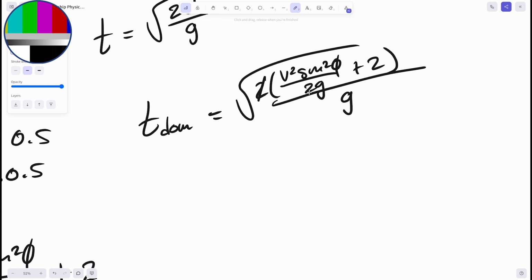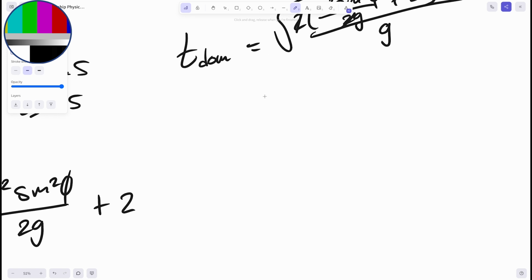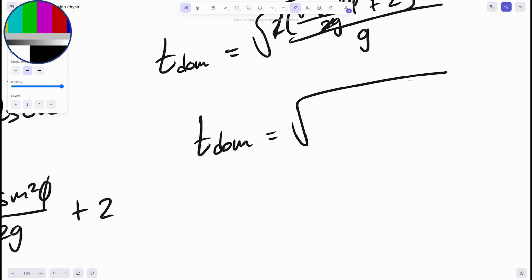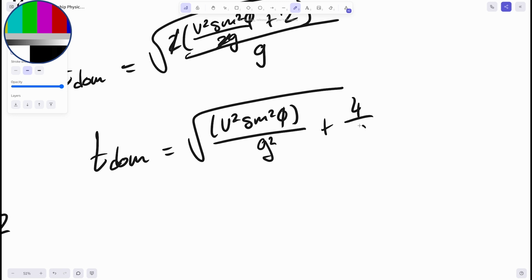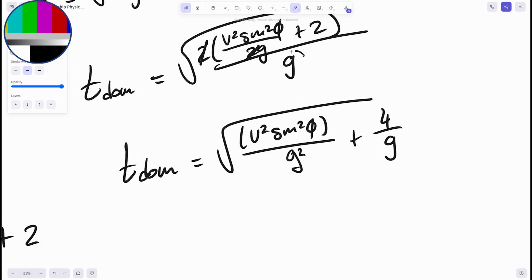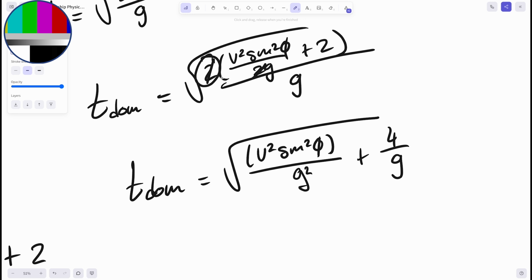Now this 2 cancels out with this 2 right here, and we get our t down is equal to the square root of v squared sine squared phi all over g squared plus 4 over g. So this g squared comes from this g and this g, and the 4 comes from this 2 timesing with this 2 right here, and this g is all over everything, so we just move that over there.